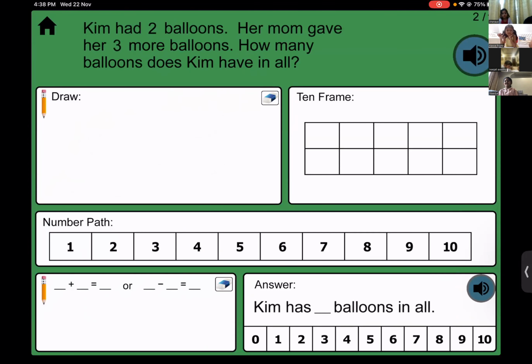Okay. Kavya, please read. Kim had 2 balloons. Her mom gave her 3 more balloons. How many balloons does Kim have in all? Okay, so I'm drawing it for you. Kim had 2 balloons and mom gave her 3 more.